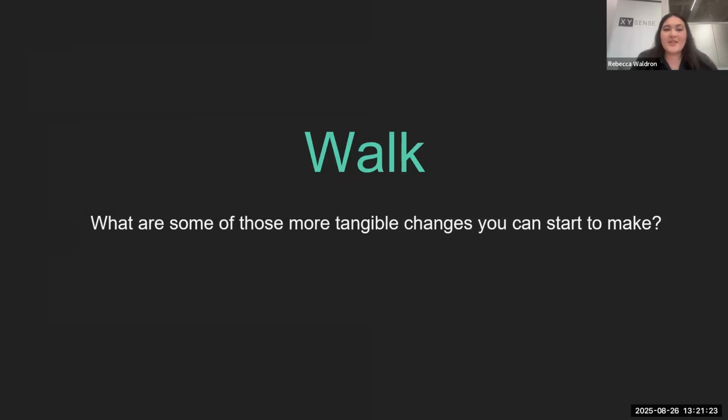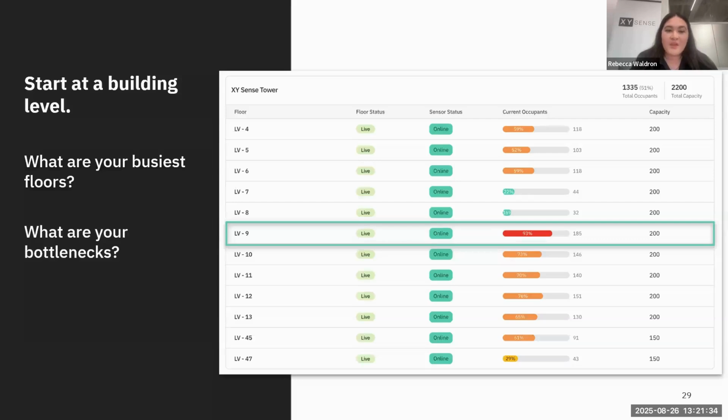So to walk, this is where we're starting to look into more tangible changes that workplaces can start to make, which alleviate those friction points, which we've seen in the workplace, as we spoke about before. So once you have data, we recommend looking at this on a building level to create a true snapshot of what floors are the busiest and where the most bottlenecks are likely to be. So in this example, we can see that we look at our live view and we can see that level 9 is the busiest, and verify this in the trend data as well.